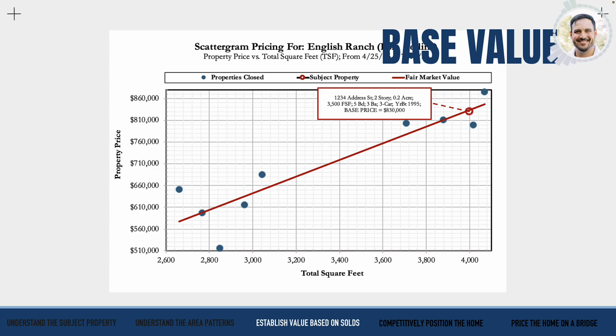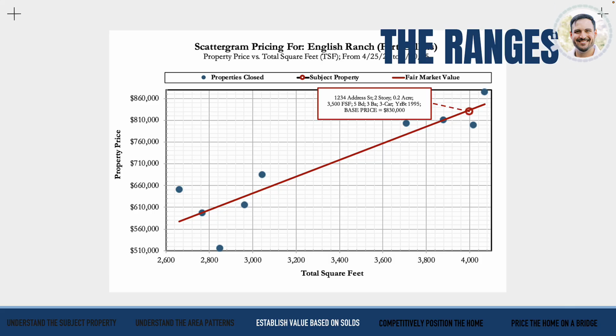And this is what we call base value. This base value is the idea that this is what the sold properties are telling us that this house is worth, but we also know that the market's moving. It could be going up, it could be going down a little bit, and because of that, this is the price we're going to start at, but we might want to adjust this up or down, and that's what we call a pricing range.